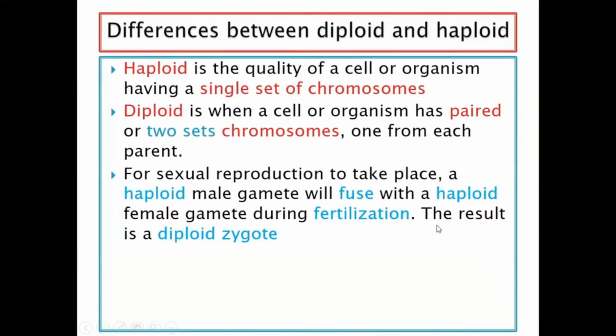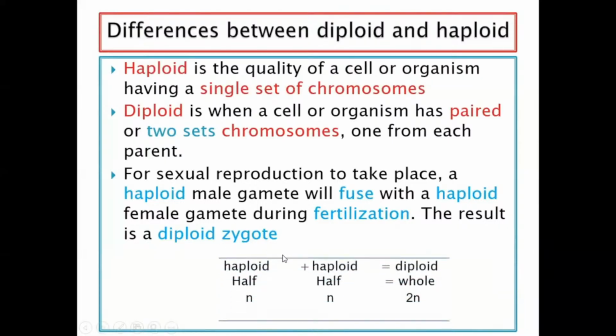All right. The result is a diploid zygote. So when you have a haploid fusion, you form a diploid zygote. It means that when the sperm fuses with the ovum, you form what you call a zygote. But this zygote has a diploid number of chromosomes. It means half from the father, half from the mother.